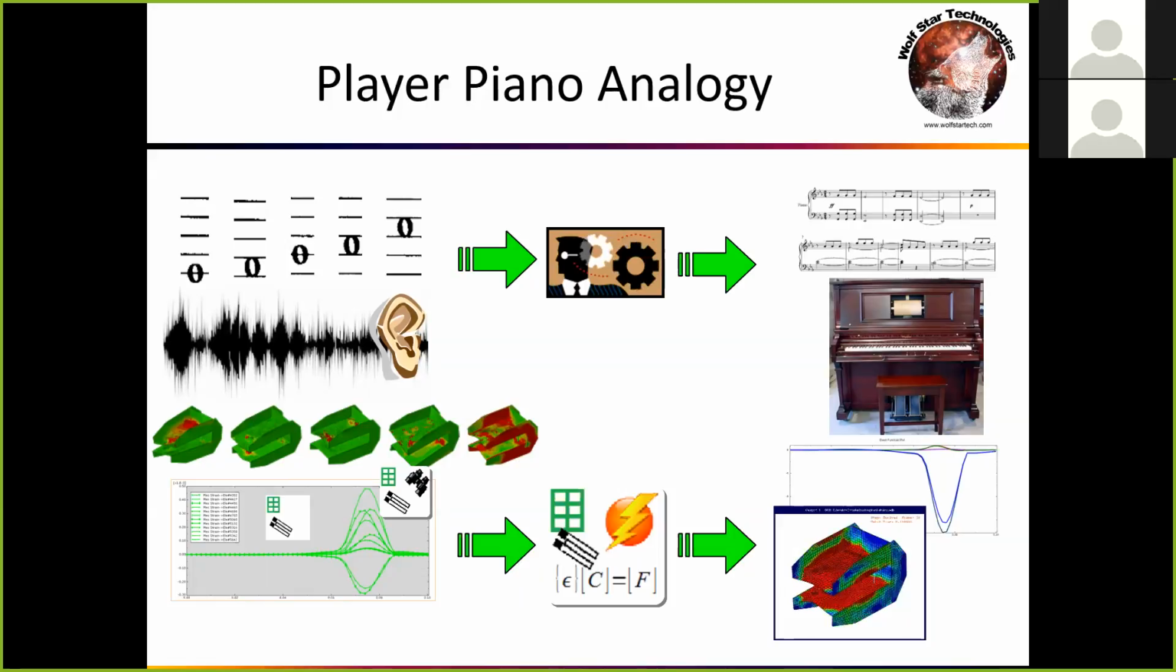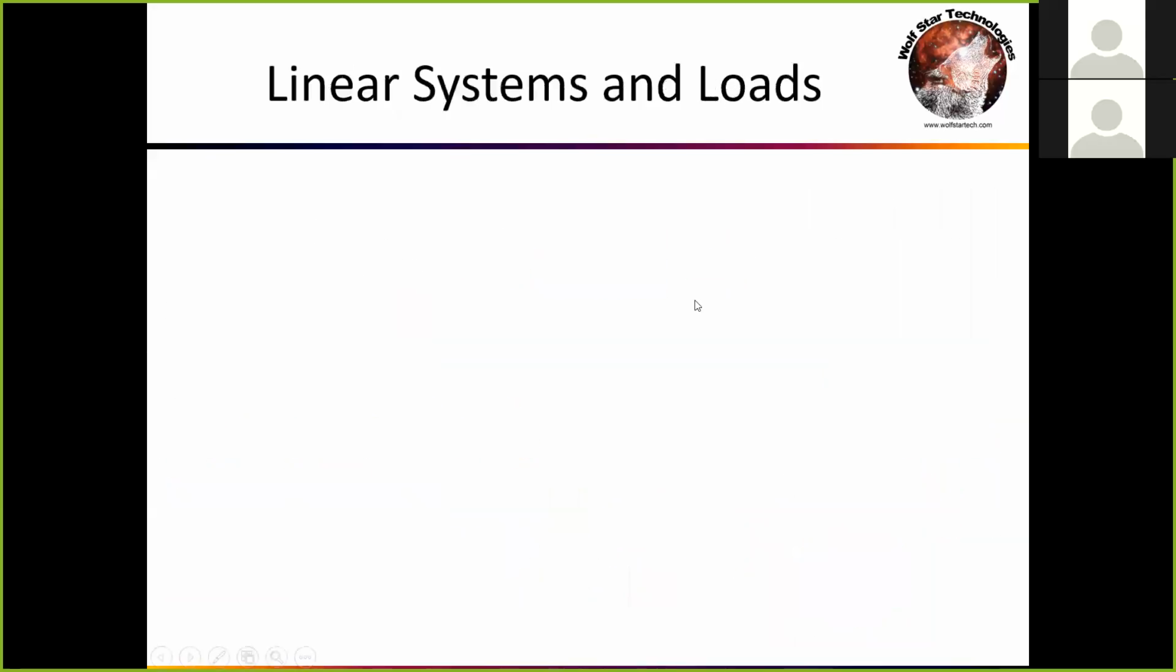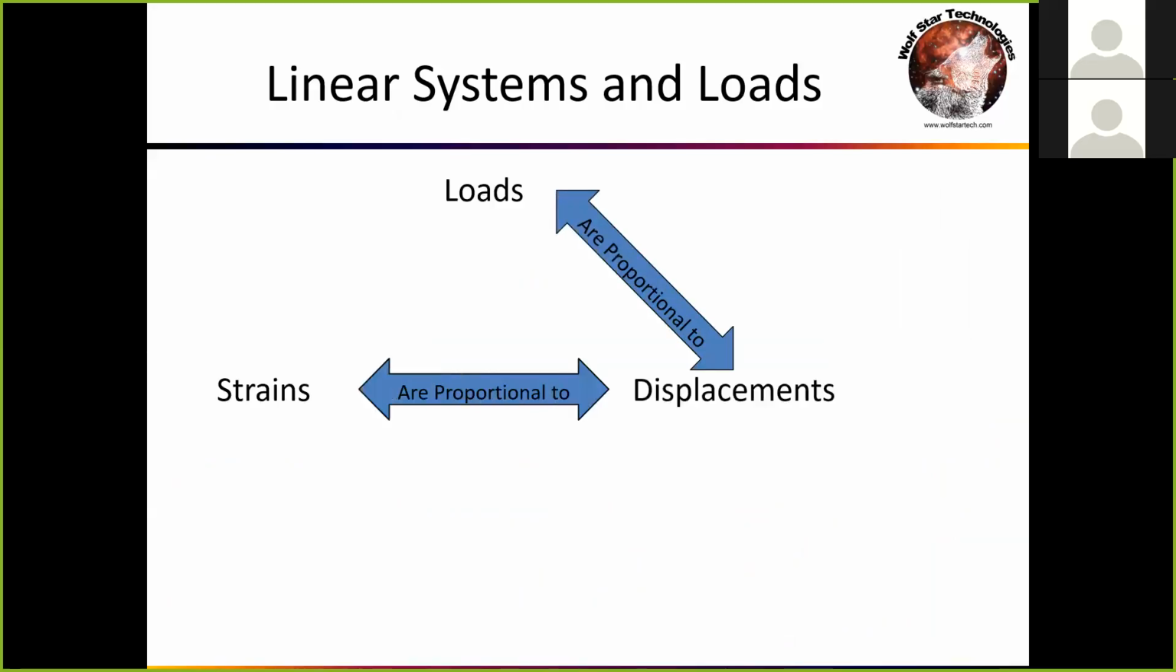All right, and so this is all based on linear systems and loads. So linear systems are where the loads are proportional to displacements, the displacements are proportional to strains, and the strains are proportional to loads. So this is a linear system. Now, I understand everything in life is nonlinear, okay?